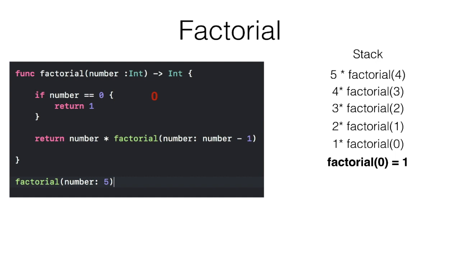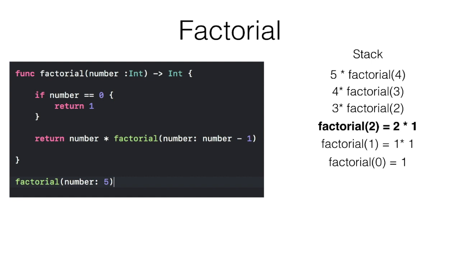Now we know that the factorial of 0 is 1. We start going back on the stack and filling out all the blanks. So factorial of 0 is 1. That means factorial of 1 is 1 multiplied by 1, which is 1. Now we know factorial of 1. Guess what? 2 multiplied by factorial of 1 can be replaced by the value of factorial of 1, which is 1. So factorial of 2 becomes 2 multiplied by 1.